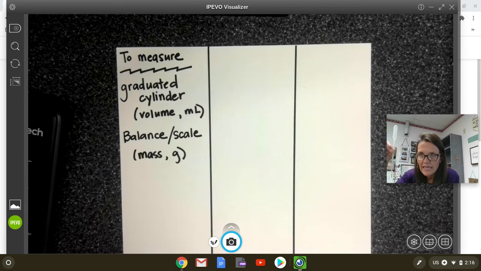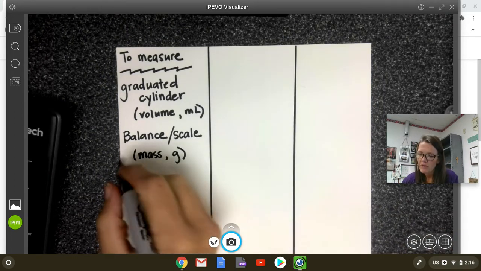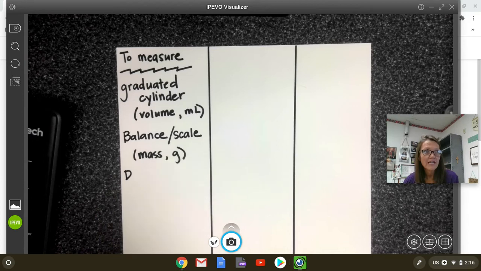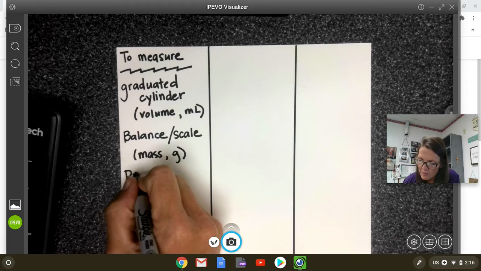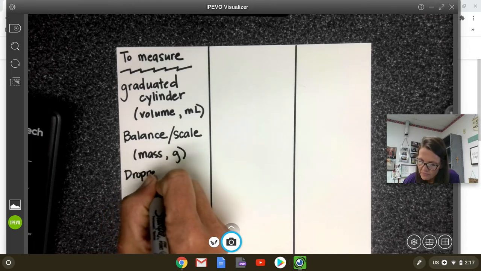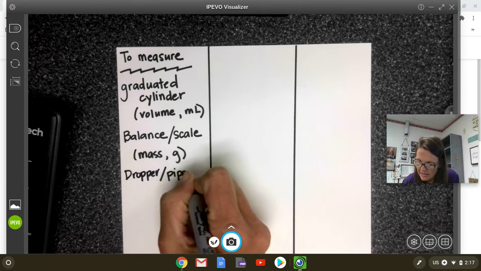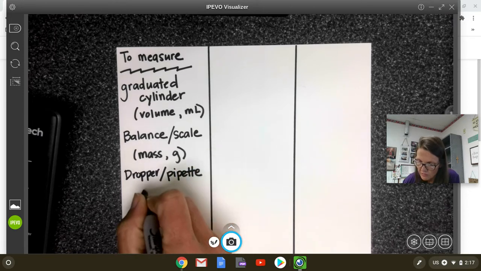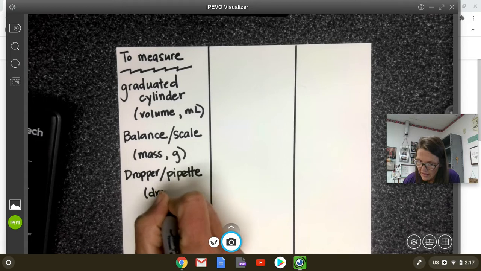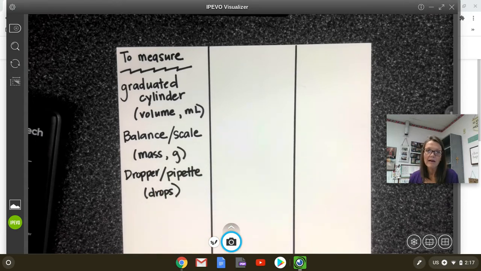Okay. And then the last piece of equipment that we have for measuring is not a great measurer. This is a pipette. And it measures volume technically, but it measures in drops. So it's not terribly accurate. But we keep it there because we will oftentimes be asked to, for example, put like 5 drops of a solution into a reaction. So I'm going to put a dropper, or a pipette is the official term. And as the name suggests, it measures drops.